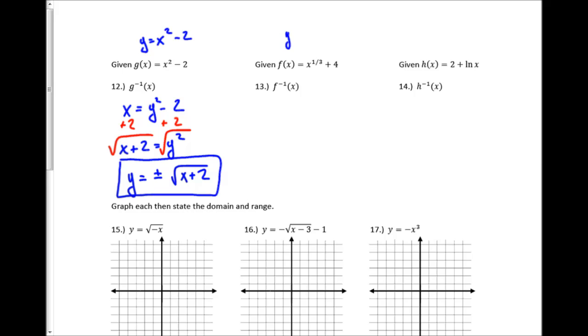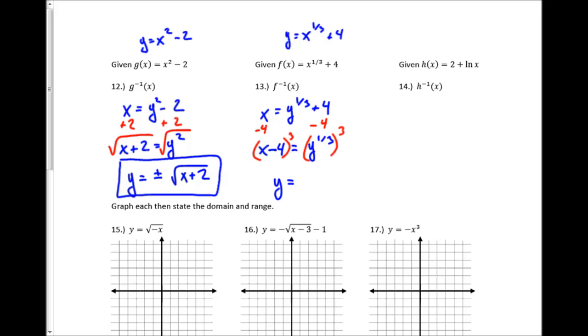For this one, again, this is just like saying y equals x to the 1/3 plus 4. The inverse tells me that I need to switch the x and the y, so I do x equals y to the 1/3 plus 4. And I'm just going to solve for y. So I subtract the 4 from each side. To undo the 1/3 power, that's like the cube root, I have to raise each side to the 3rd power. And you can see that when I multiply these exponents, it just leaves me with a y. Over here, I'm just going to go ahead and leave this as x minus 4 to the 3rd power. I'm not going to multiply that out. I'm going to leave it in this factored form.